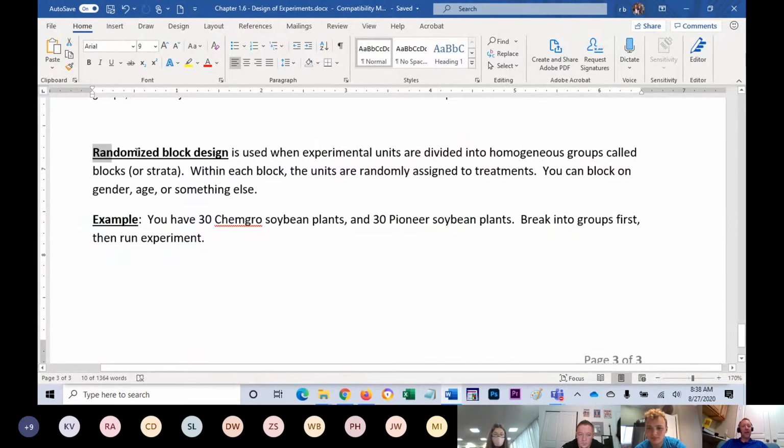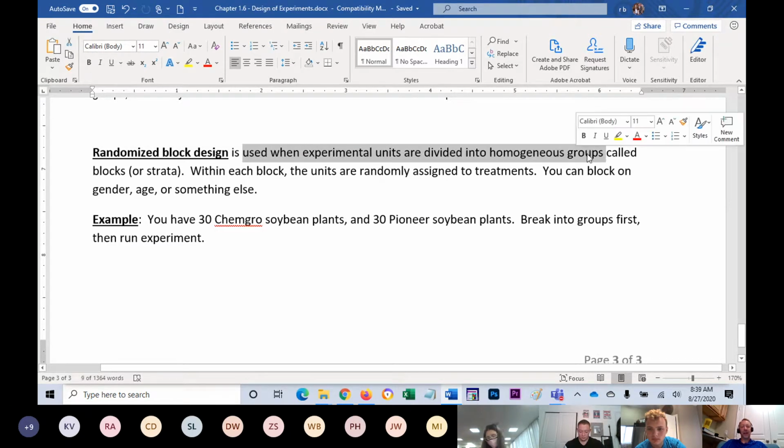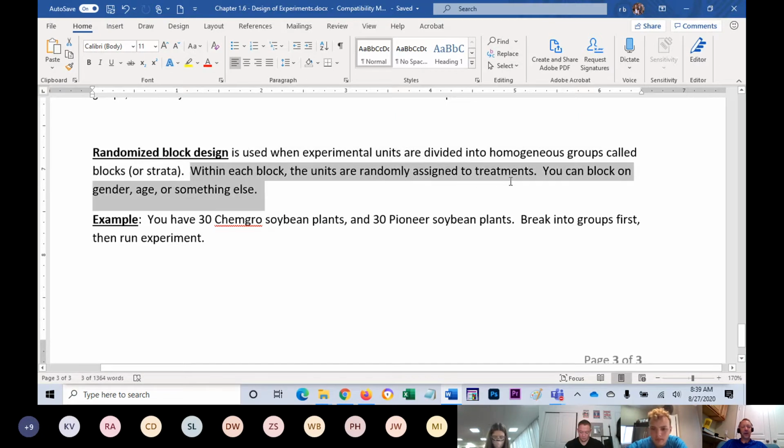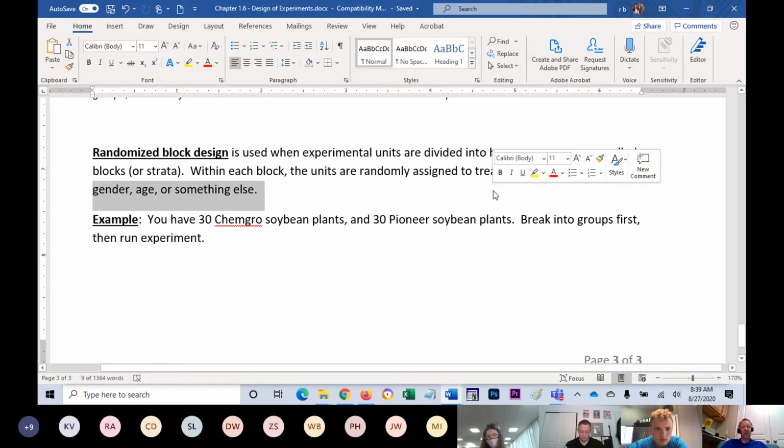All right, so randomized block design. Okay, this is our third experimental design. This is used when experimental units are divided into homogeneous groups called blocks or strata. Within each block, units are randomly assigned a treatment. A lot of times we call these a blocking variable. You can block on gender, age, or something else.